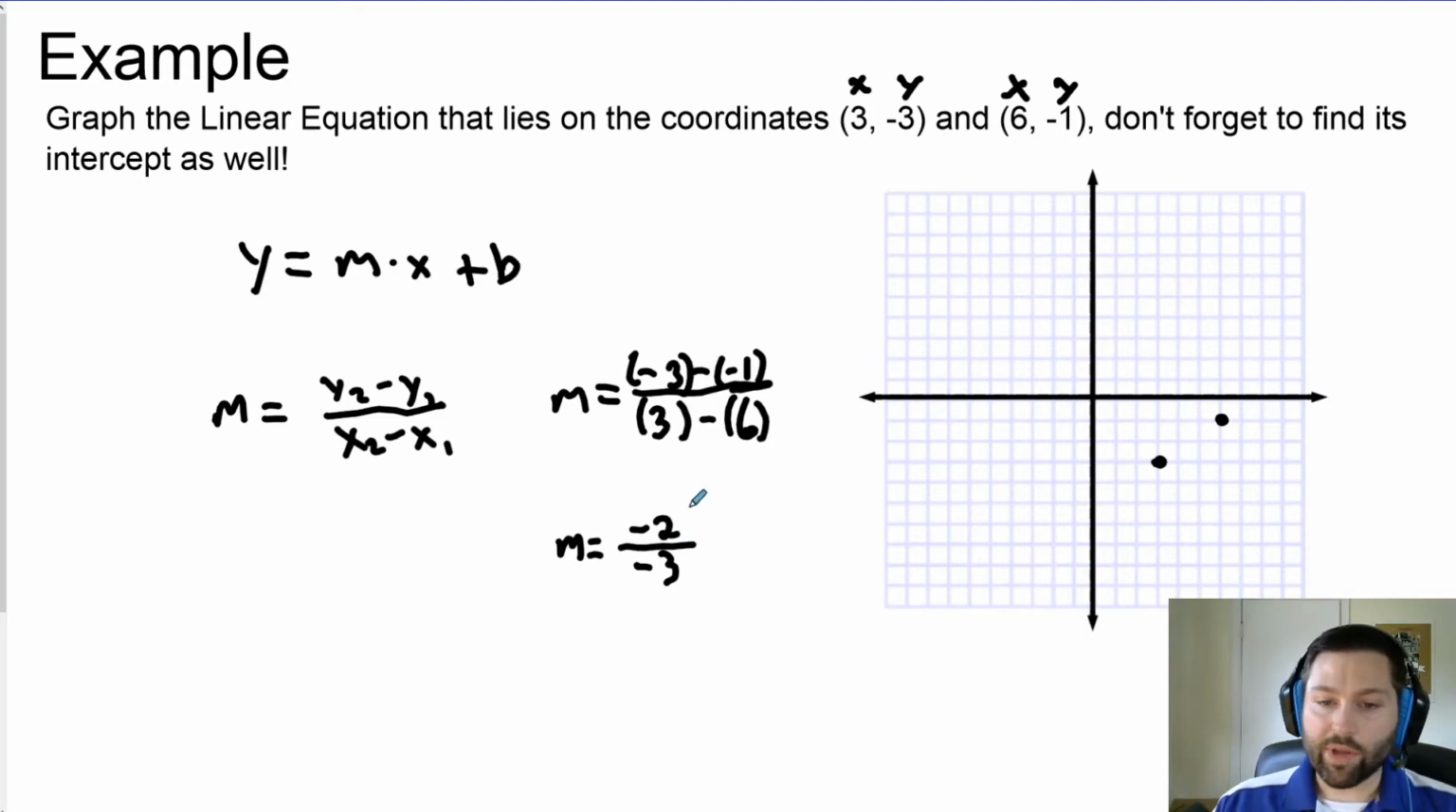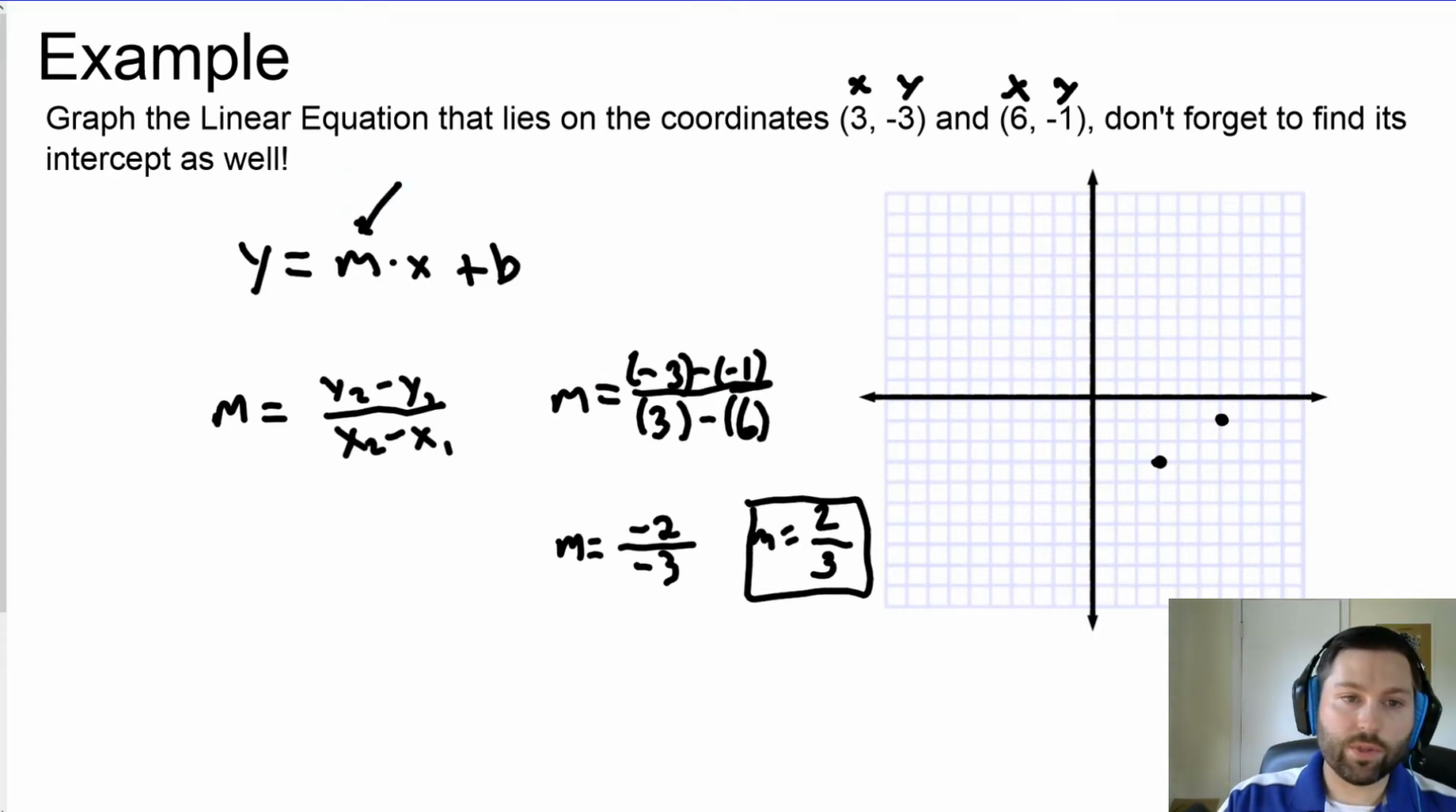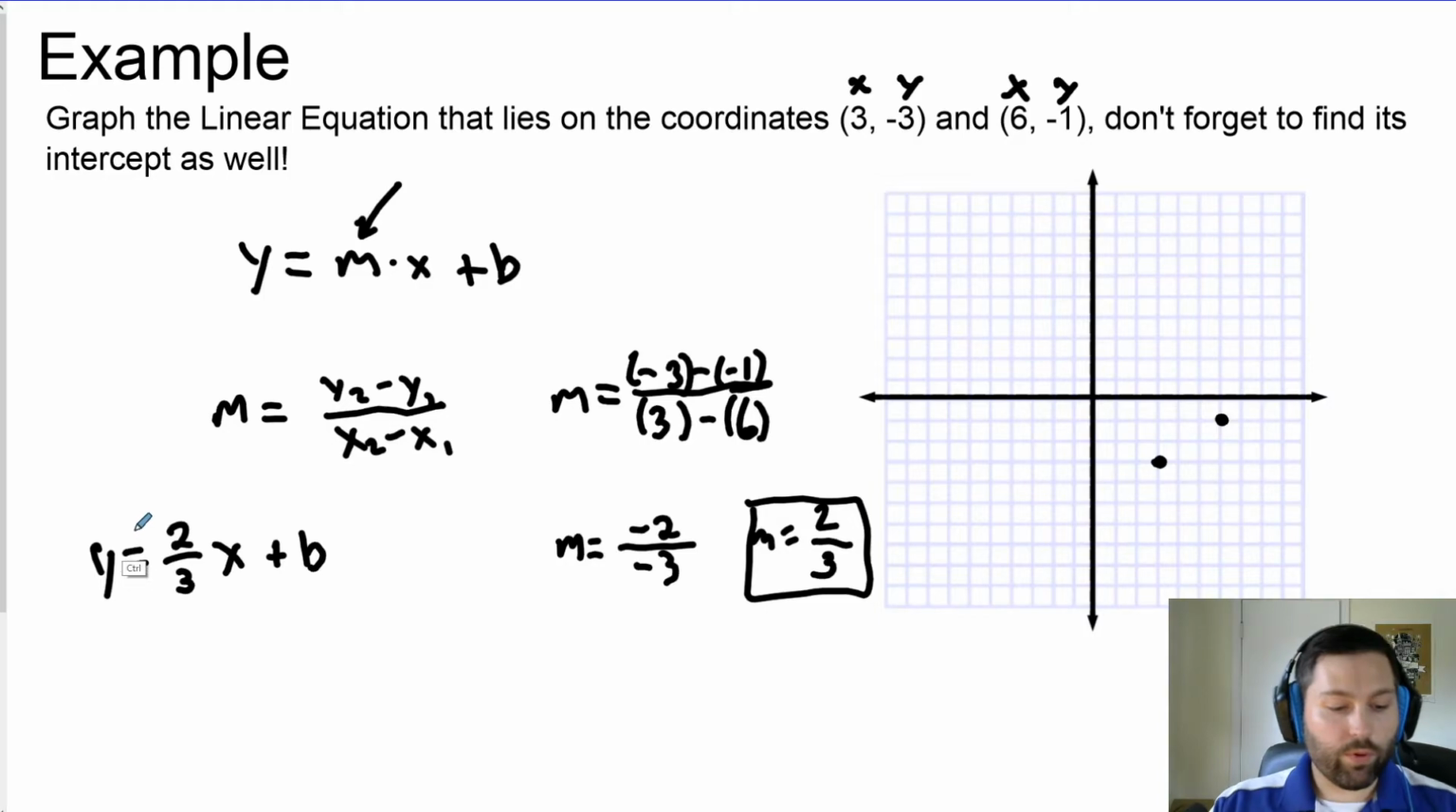Well, when you get a double negative for slopes, that's okay. Double negatives just turn positive. So the slope would be written as m equals 2/3. So I can now substitute this value in here, in my equation. So I get y equals 2/3 x plus b.